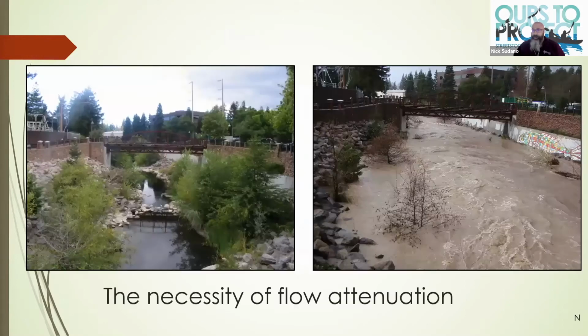So again, we just wanted to throw this up, just kind of showing the flow attenuation. And again, in the 60s and 70s, it was all about channelizing these creeks, getting the water out as quickly as possible. We've learned that the meanders and natural conditions actually are more beneficial to reducing flood, slowing down that water, and reducing the impacts of stormwater runoff.